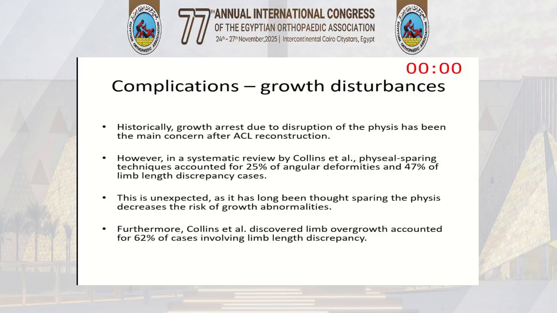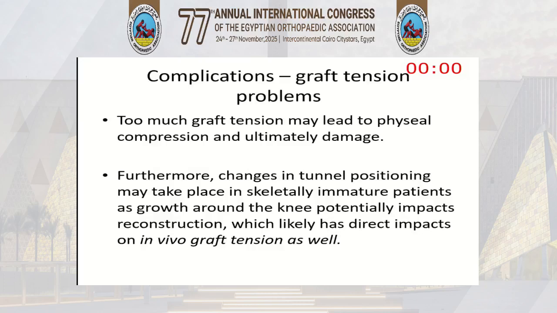Historically, growth arrest due to disruption of the physis has been the main concern after ACL reconstruction. However, in a systematic review by Collins et al., physeal sparing techniques accounted for 25% of angular deformities and 47% of limb length discrepancy cases. This is unexpected, of course, because it has long been thought that sparing the physis decreases the risk of growth abnormalities. Furthermore, Collins discovered that limb overgrowth accounted for 60% of cases involving limb length discrepancy.